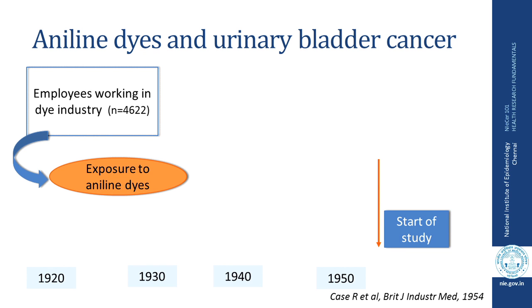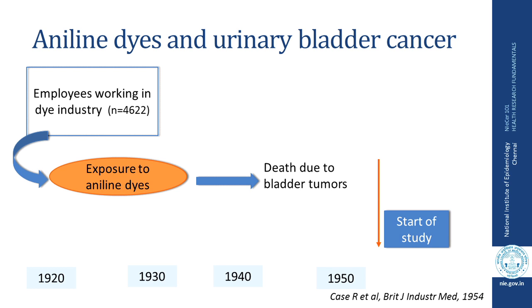This is an example of a retrospective cohort study. The objective of this study was to evaluate the role of aniline dyes, or exposure to aniline dyes, in the development of urinary bladder cancer. The investigators recruited about 4,622 workers who were working in the dye industry between 1920 and 1951. This recruitment was based on available records in those factories.